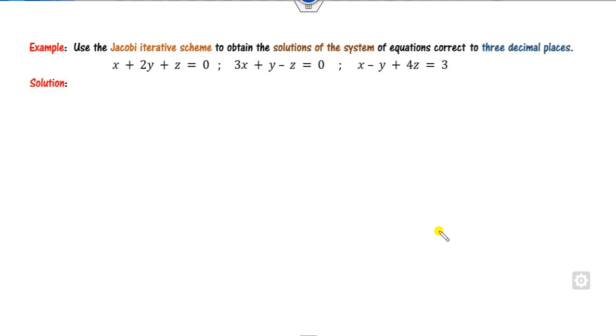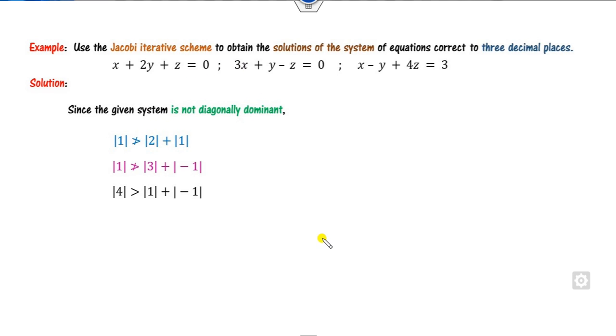Now look at this second question. Now up to 3 decimal places. Firstly, check whether it is diagonally dominant. Look at that 1. Is it greater than 2 plus 1? No. It means this is not diagonally dominant. Why? Because these first two equations are not satisfied.